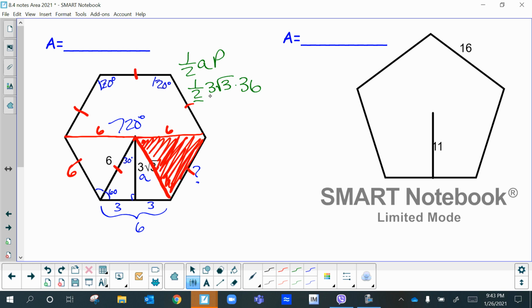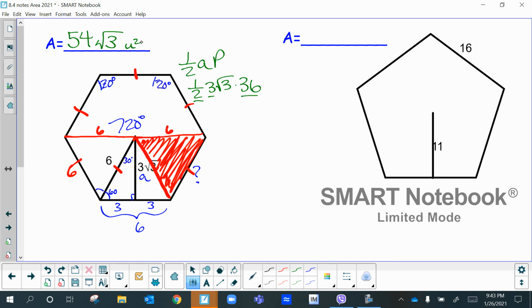So here's what you multiply. You're multiplying 1/2 times 3 times 36, and you're going to leave it in the form of radical 3. So what is 1/2 times 3 times 36? That would be a total of 54. 54 radical 3 square units. Again, if you want to put it in decimal, you can type that into the calculator.